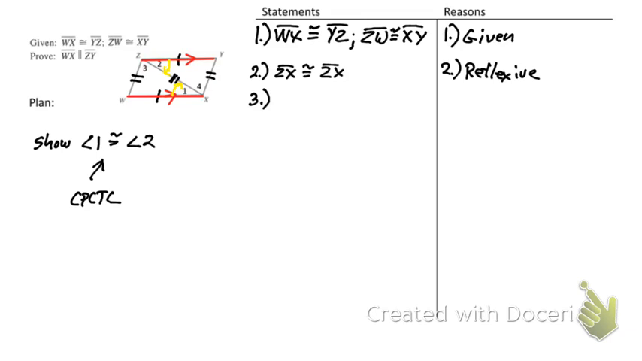Which one says those 2 triangles are congruent? Side, side, side. Yeah, we are using side, side, side. Our step 3 would just be side, side, side. I have all 3 sides of each triangle being congruent. Now we just need to name it. So I'm going to name it triangle WZX is congruent to triangle YXZ.